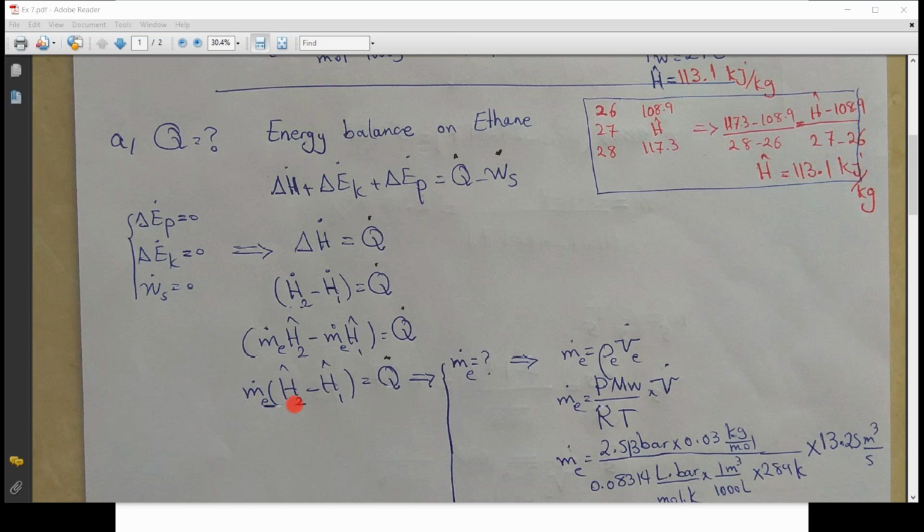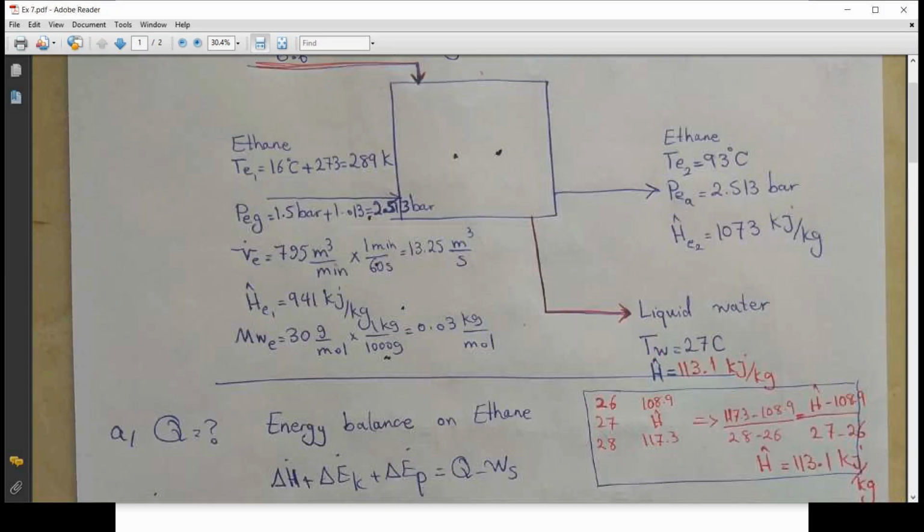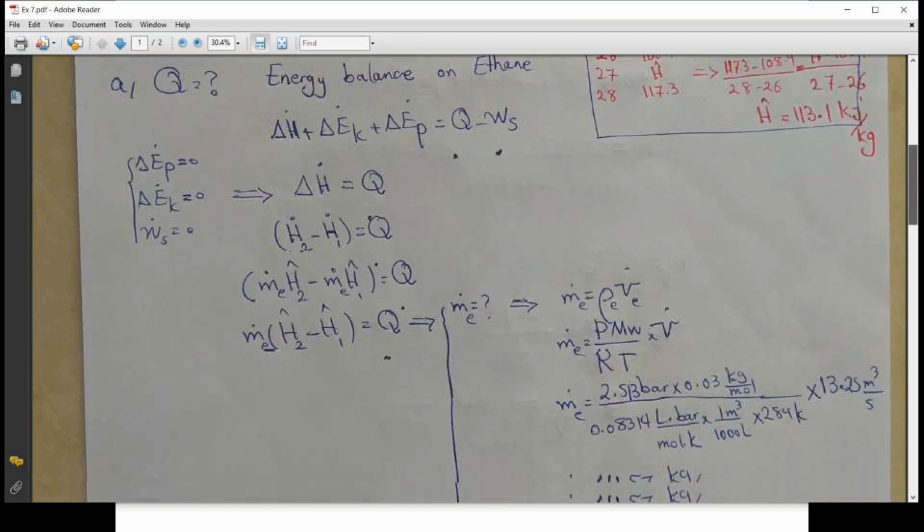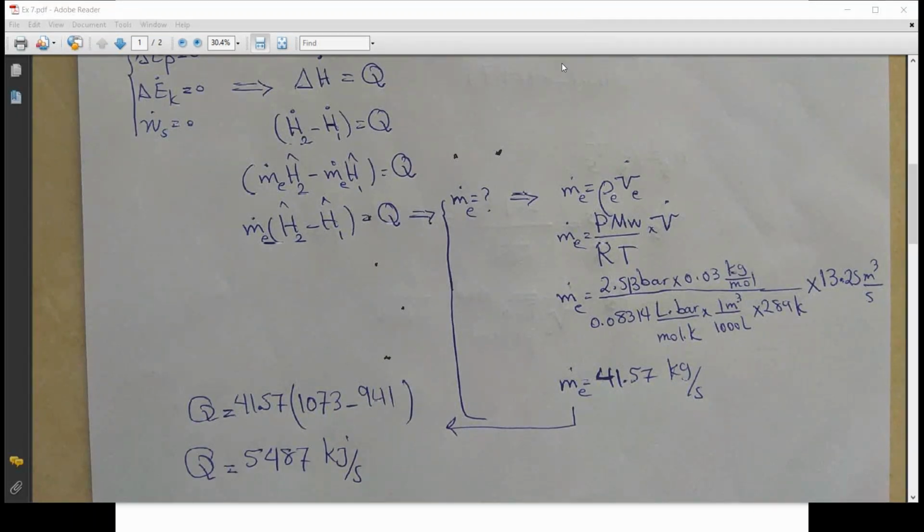You have H2, it is given to you. You have H1, it is given to you, but you don't have the mass flow rate for the ethane. But they give you the volumetric flow rate. They gave you the molecular weight. So I'm sure you remember from each formula you can calculate the mass flow rate.